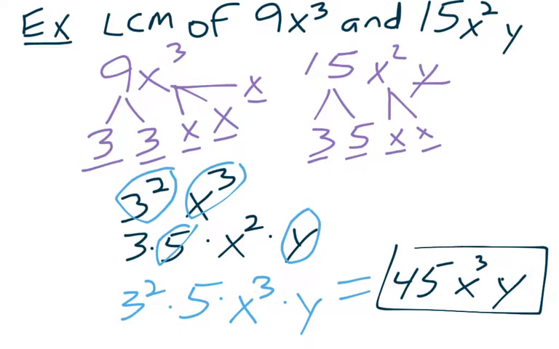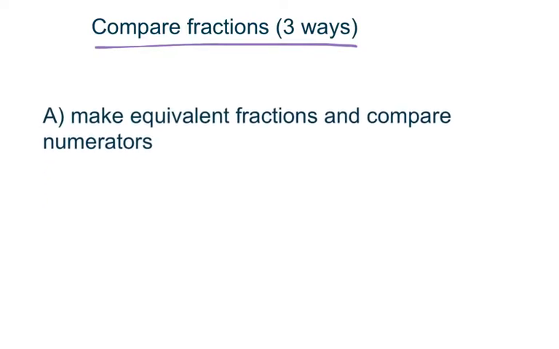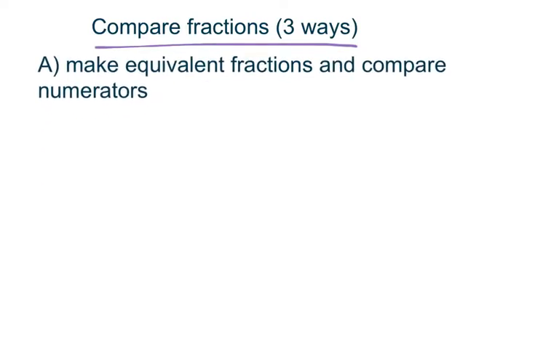All right, the last topic we're going to talk about is comparing fractions. And there are 3 ways to do that, and I'm going to show you all 3 because sometimes it's easier to do it one way and sometimes it's easier to do it another way. The first way is we can make equivalent fractions and just compare the numerators. And what I mean by that is get the same denominator.